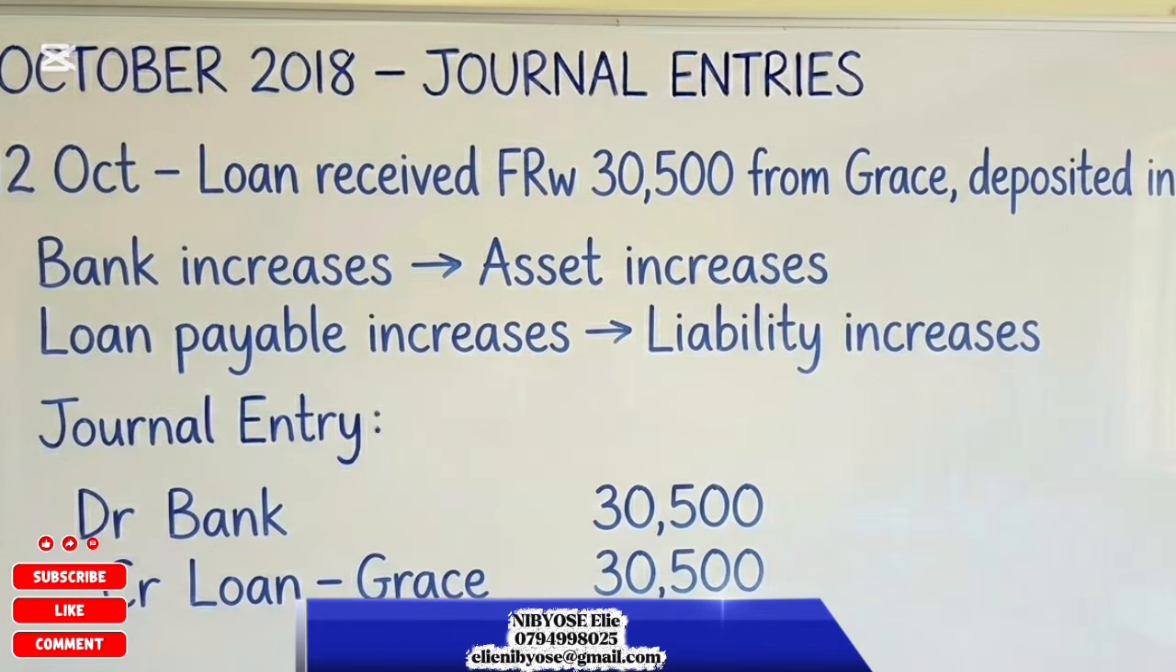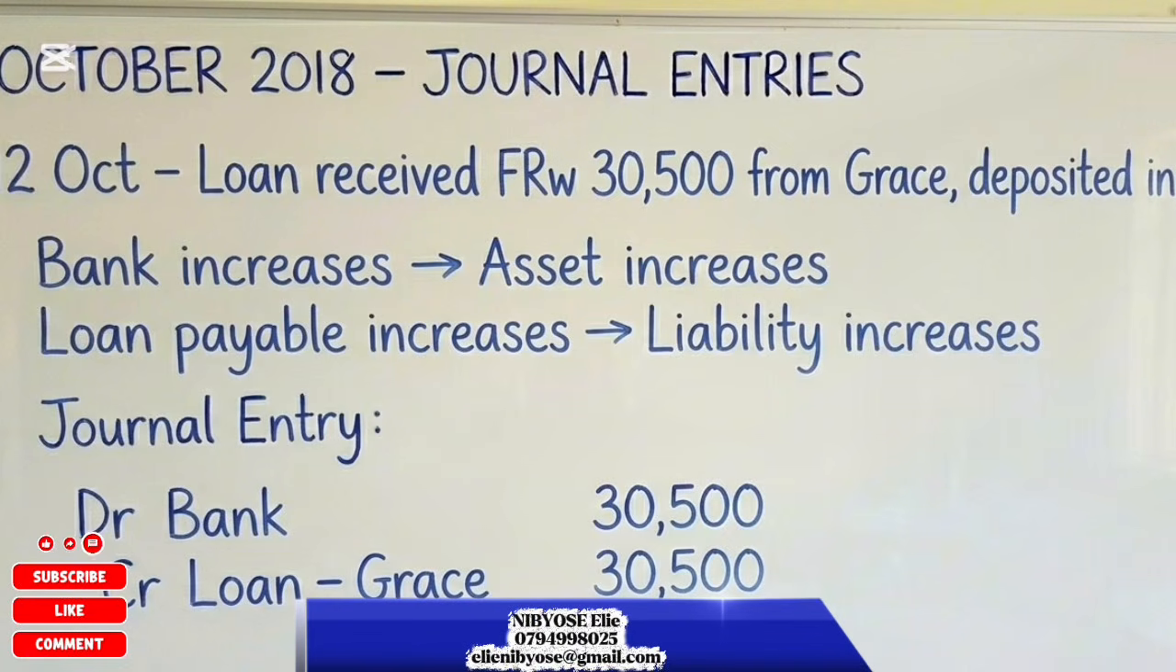And then on 12 October, the loan received of 30,500 Rwandan francs from Glass deposited in a bank. To mean that the bank increases as an asset and loan payable increases as liability. Remember that when liability increases, we credit, it is not the same as an asset.